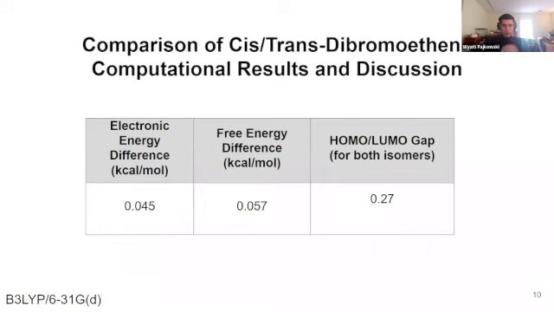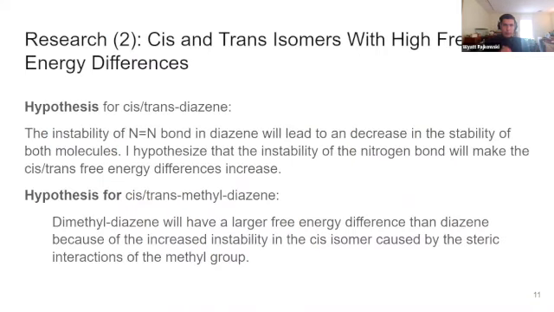So yeah, these are the first two molecules I studied, and now I'm moving on to the second, which is the cis and trans-diazine and dimethyldiazine. So, the second aspect of my research here: to find cis and trans isomers with high free energy differences. Again, my tentative hypothesis for cis and trans-diazine was that nitrogen wants to be triple bonded to itself. So I was thinking that a molecule with a double nitrogen bond would lead to a decrease in the stability of both molecules. And with stability being correlated to free energy, I hypothesized that the instability of this nitrogen bond would make the cis and trans free energy differences increase or be more intense.